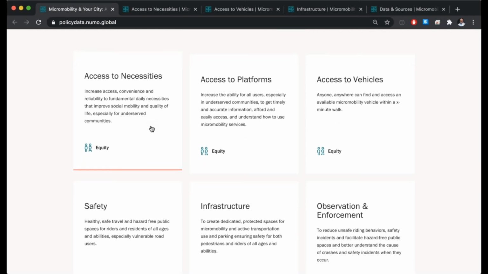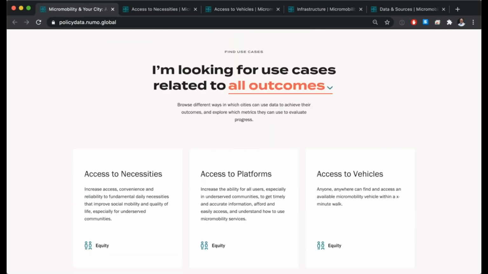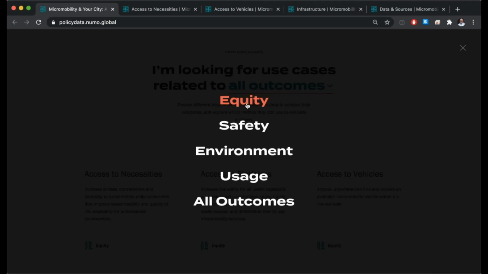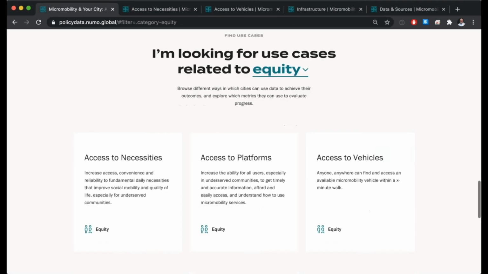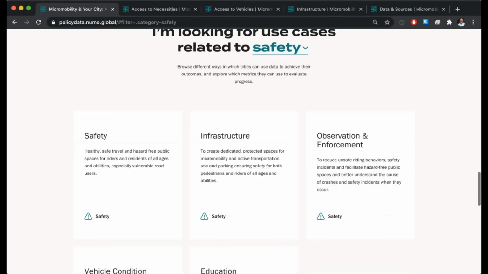So I'm going to click on access to necessities, and for us, access to necessities is to increase access, convenience, and reliability to fundamental daily necessities that improve social mobility and quality of life, especially for underserved communities. This card is right here, but one of the things that I want to point out real quick is the ability to sort by that high-level outcome that you're particularly interested in. So you'll only see the cards that apply to equity. I'll switch over here to safety, for example, and you'll see the card switch.